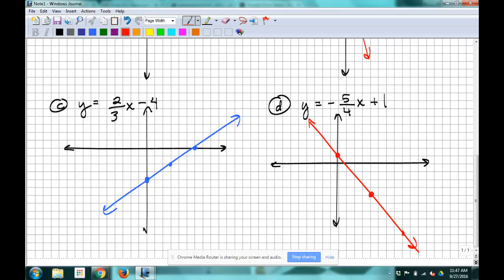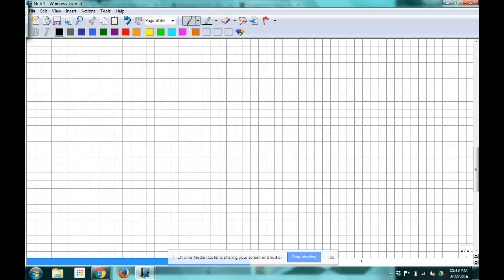Okay. All right, so far every one of them has been in slope-intercept form. Makes it pretty easy to do. It's already got y by itself. What if it doesn't have y by itself? What do we need to do? Get y by itself. So let's look at example E. Let's say we had y minus 6x equals 0.